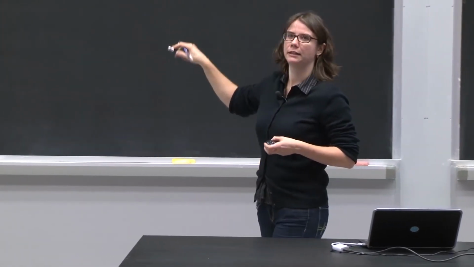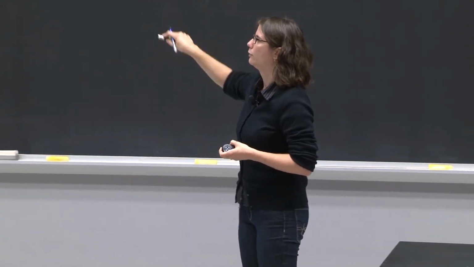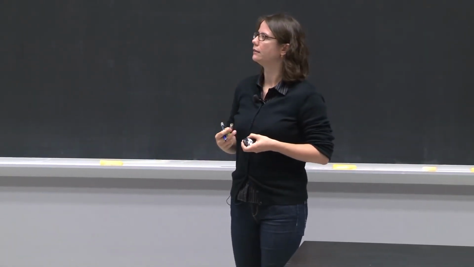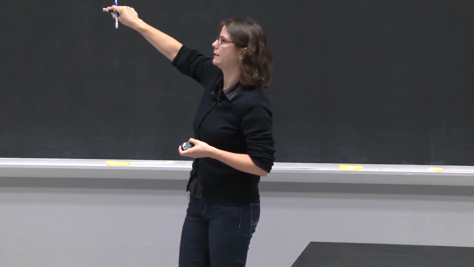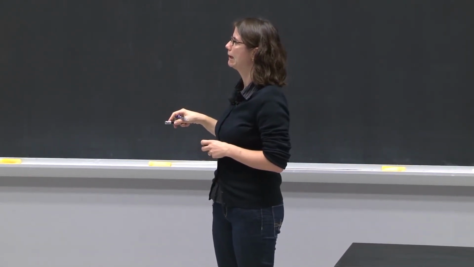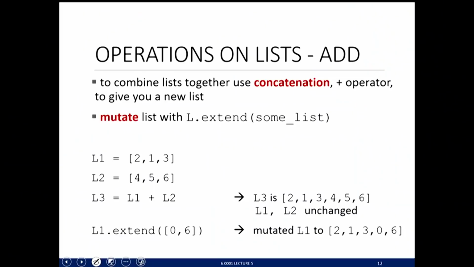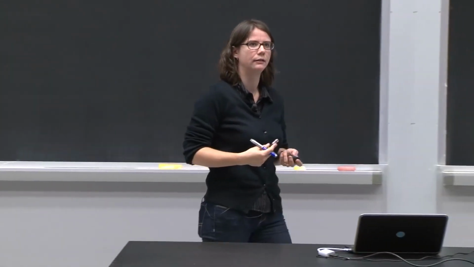If you want to mutate a list directly and make it longer by the elements within another list, then you can use this extend function or extend method. Okay? And this is going to mutate L1 directly. So if L1 was 213, if you extend it by the list 06, it's just going to tack on 06 to L1 directly. So notice L1 has been mutated. Okay.